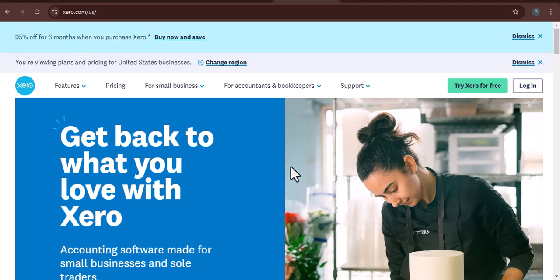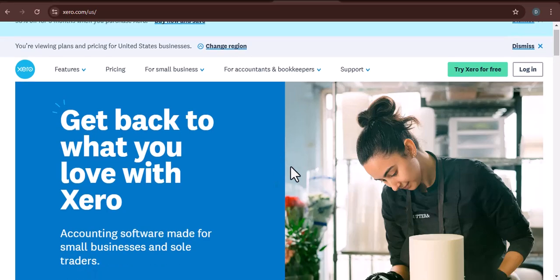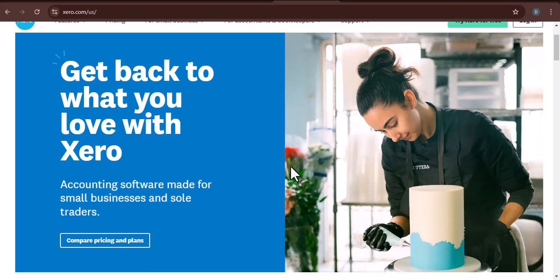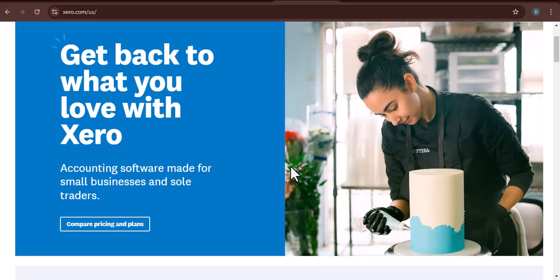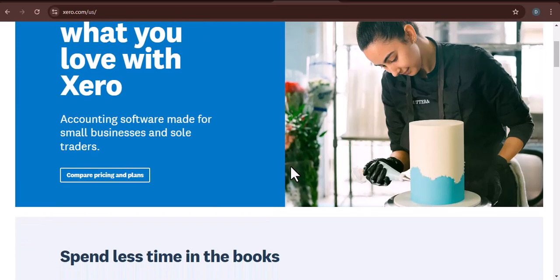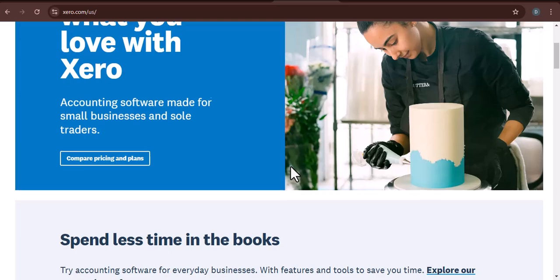Tired of manually entering bank transactions into Xero? Wish there was a magical way to get all that data flowing smoothly? Well, you're in the right place. Today, we're diving deep into whether Xero can automatically import your bank transactions, and if so, how it all works.